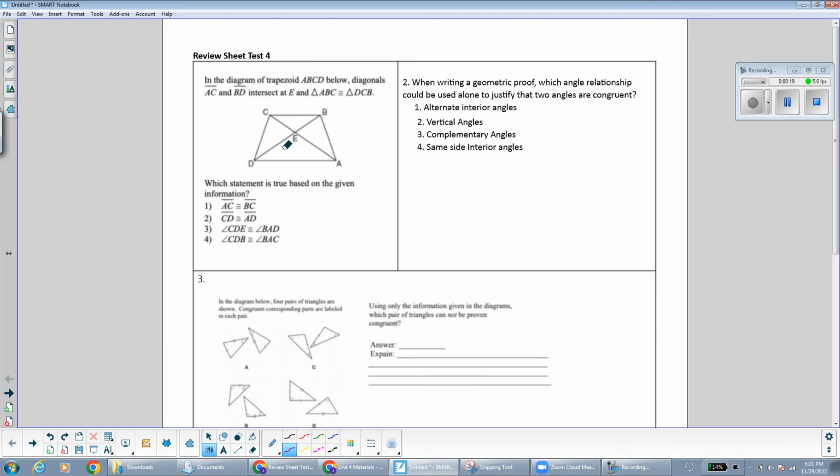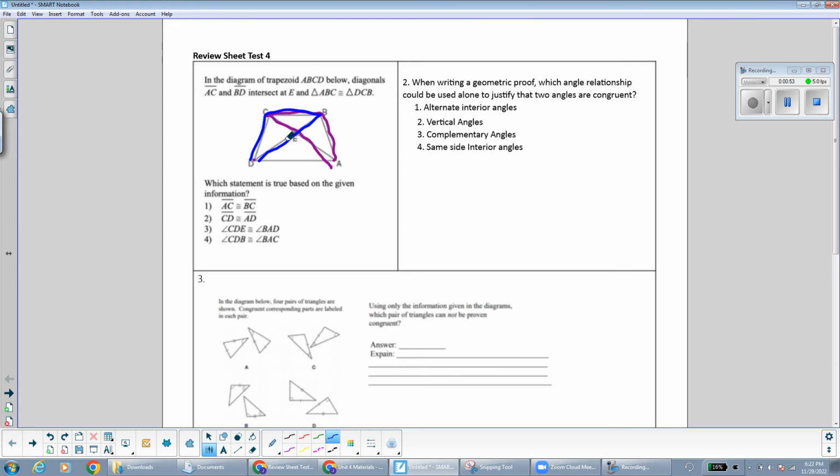So in the first one, it says that triangle ABC, let me just highlight triangle ABC, is congruent to triangle DCB. So if we know that triangles are congruent, we know that their corresponding parts, their corresponding sides and angles, are also congruent. So I'm looking for the answer choice that correctly puts the corresponding parts together. In answer choice 1, AC does not correspond to BC. They're not in the same spot.